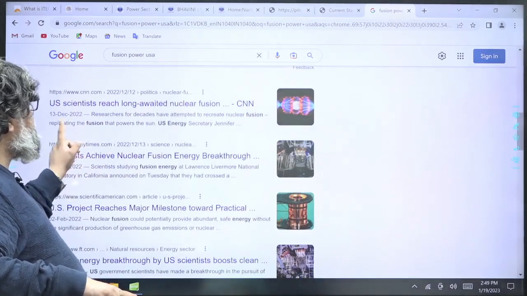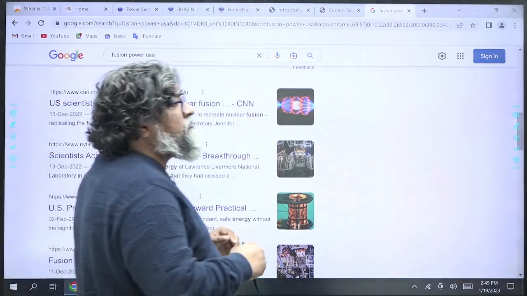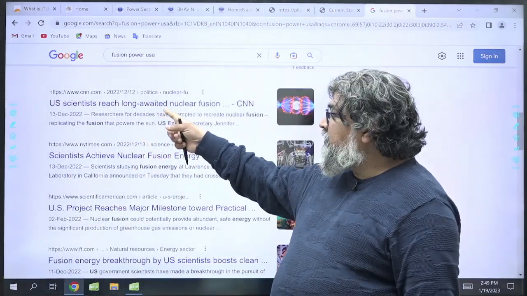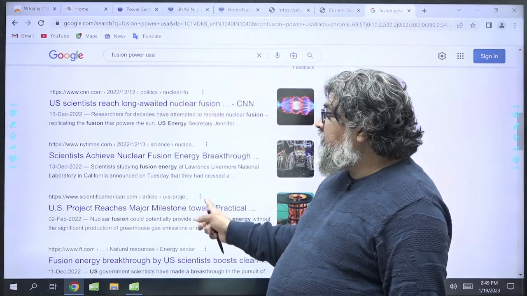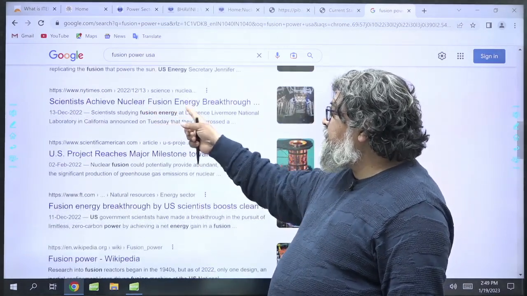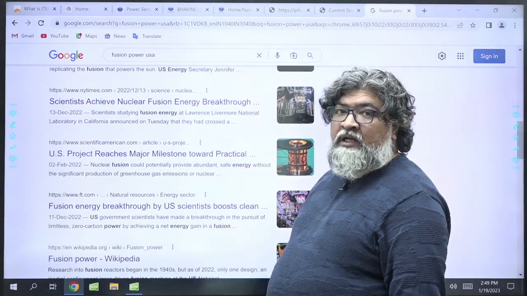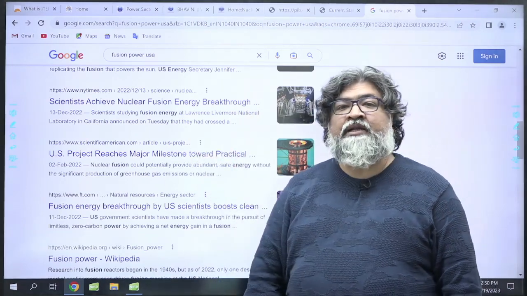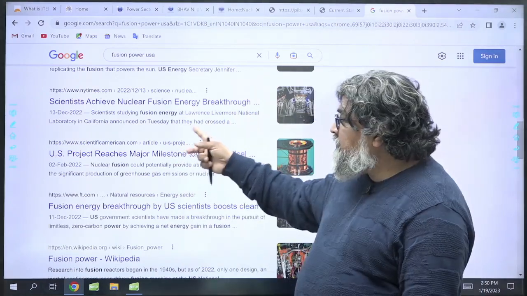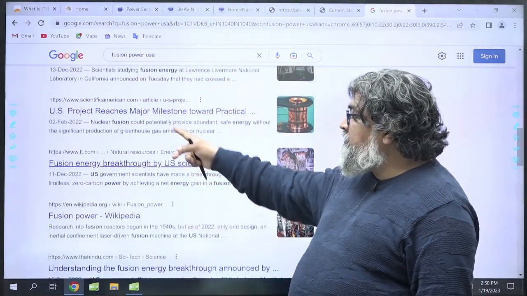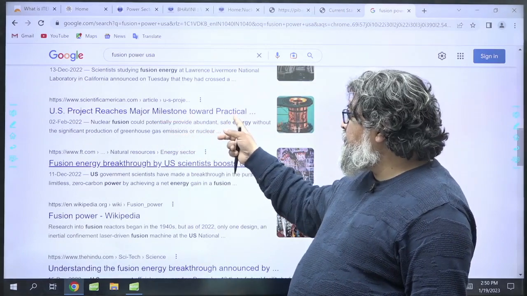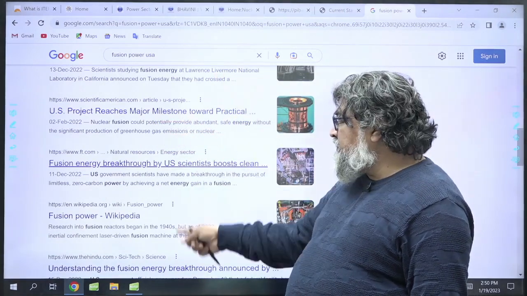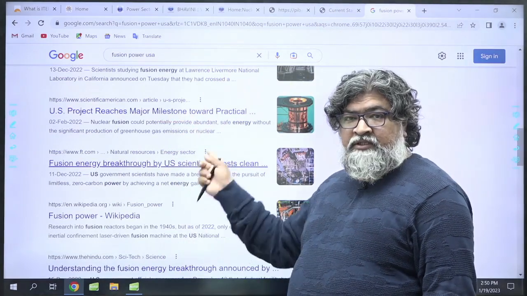So the private companies are now taking interest in this. And the US scientists reached long awaited nuclear fusion. This was the headline, right? This you can see here, CNN, IBN, it covered. Now see here, scientists achieve nuclear fusion energy breakthrough. And the name of the lab is Lawrence Livermore National Lab in California. That was in the news here, right? Then US project reaches major milestone towards practical use of fusion power. All those headlines were there in the news.